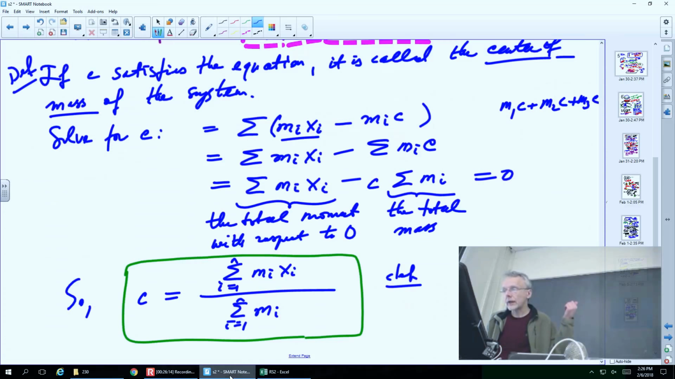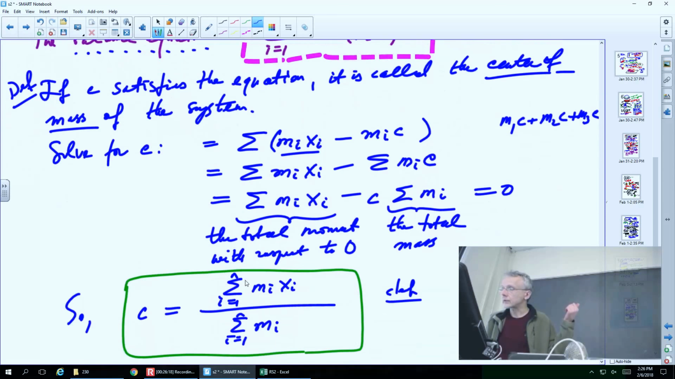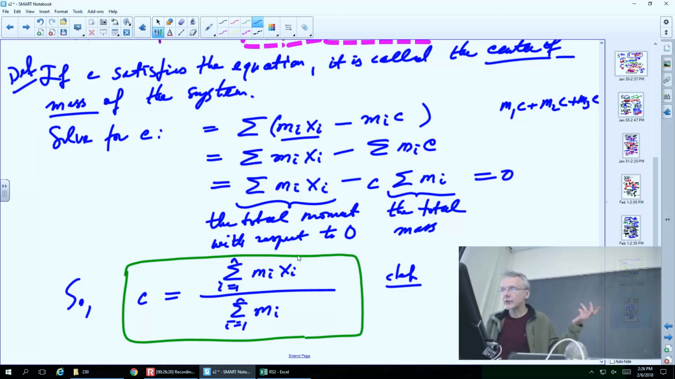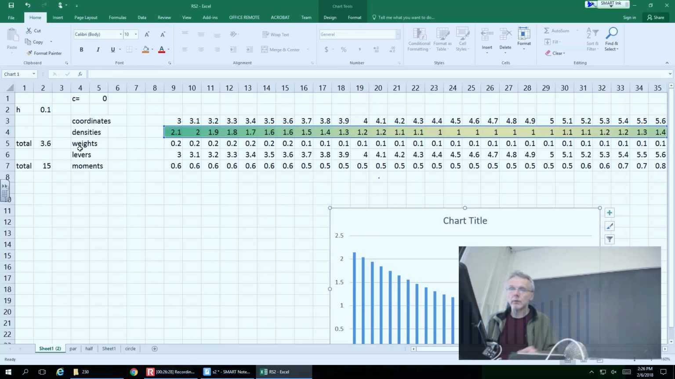The location is supposed to be, I thought I wrote this somewhere. It is the total moment divided by the total mass. So those two numbers on the left that we have here, total weight is this, total moment is this. We just have to divide: total moment divided by total weight.